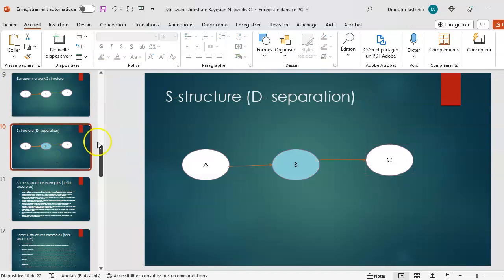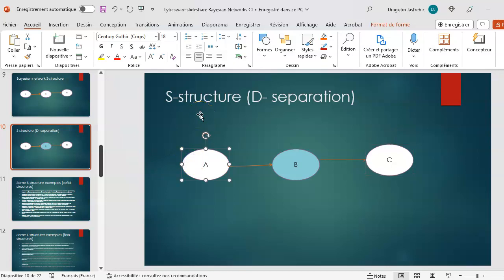There is an important concept as well called d-separation, and in this case, the event B d-separates the event A and the event C, meaning that the event B itself is enough to fully explain and understand the event C. We don't need any information from the event A.